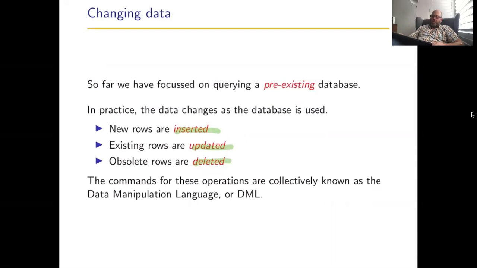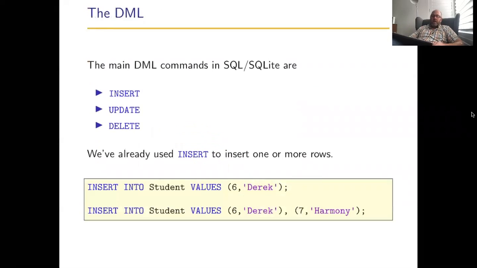The commands for these operations are collectively known as the data manipulation language. The main DML commands in SQL or SQLite are insert, update, and delete. And they're all pretty straightforward to use, so this is going to be quite a short video. We've already used insert, which is used to insert a new row into a table. You just have to get the syntax exactly right.